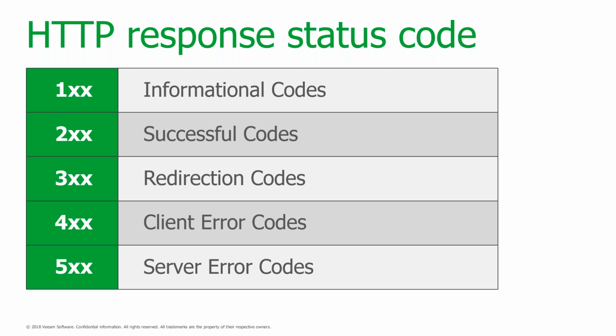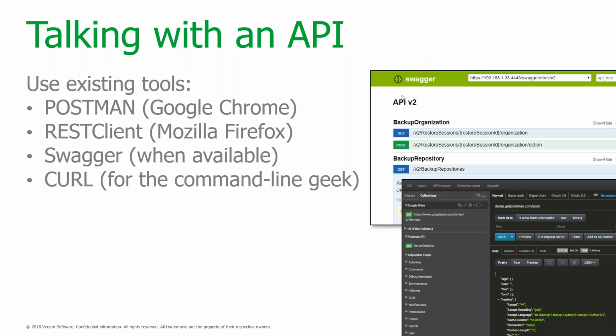So successful codes. Talking with an API, there are multiple ways to talk with an API. You can use existing tools, for example, Postman. That's kind of embedded in Google Chrome.